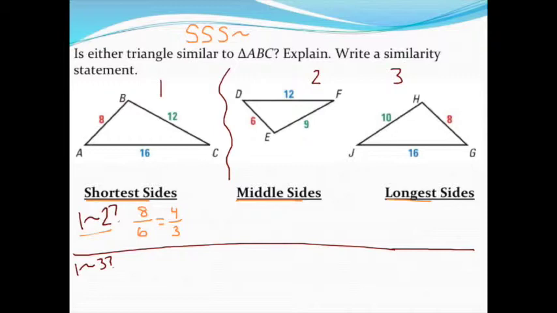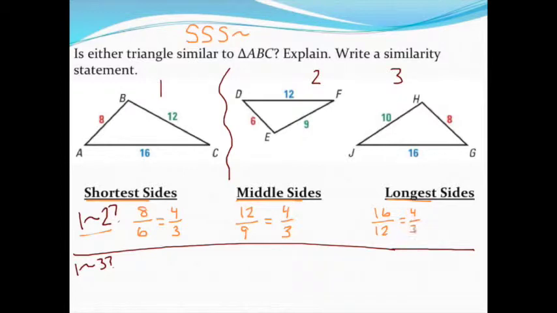So now I go to the middle length side. The middle length side of triangle 1 is 12. The middle length side of triangle 2 is a length of 9. Once again, that does simplify to 4/3, so that's a good sign, but I'm not done yet. I need to check all three. The longest side of triangle 1 is 16, and the longest side of triangle 2 is 12. Simplifying that is good news.